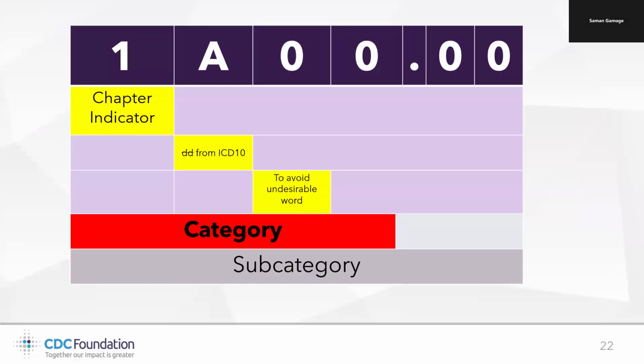So the code structure is like this. The first character is the chapter indicator. The second character is always an alpha character to differentiate from ICD-10 codes. And the third character is always a number to avoid undesirable word pronunciation or spelling. So there are categories with 4 characters and there are subcategories, so altogether the maximum is 6 characters.